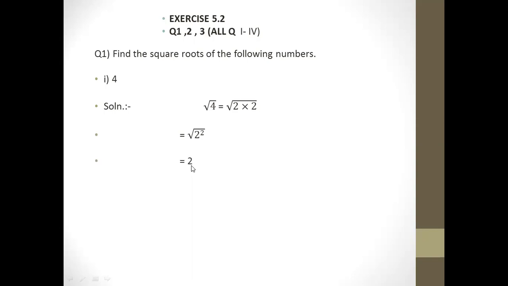You can check your answer with your calculator to see whether it is correct or wrong. You can't do it directly from the calculator, but you can check your answer. How? You take the square root of 4. This symbol is given on your calculator. You press this symbol and then inside it you write 4, and you will get the answer 2.